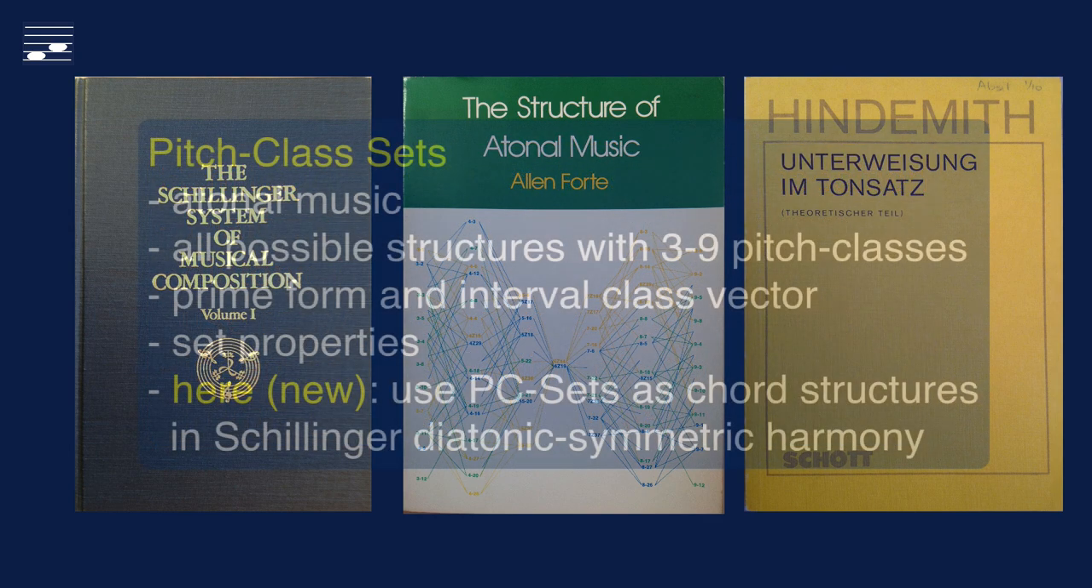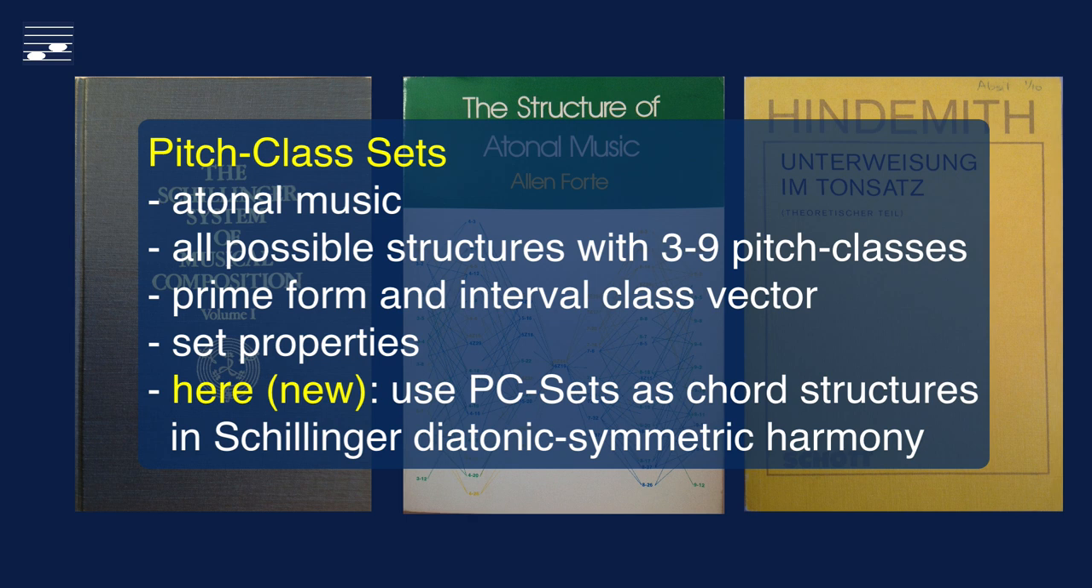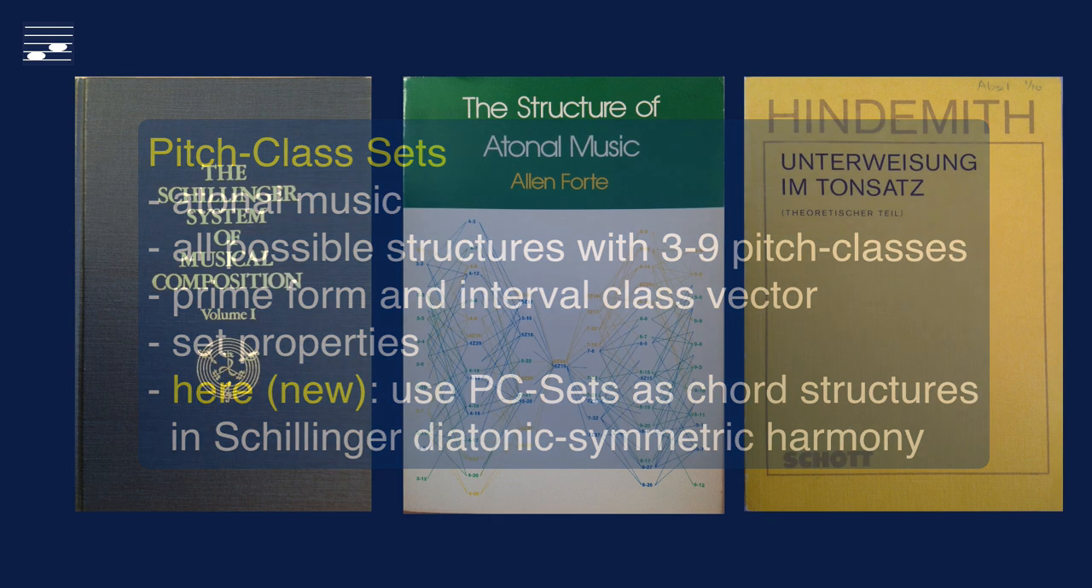In atonal music, we may discern a limited set of 3 to 9 element pitch class sets, with pitch classes from the chromatic scale. Each set has a label, a prime form, and interval class vector. Musical compositions use specific set properties. Here, the idea is to use PC sets as chord structures in the Schillinger harmony system.